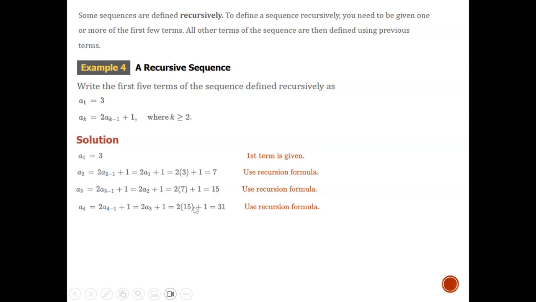For A4, we're going to plug in the 15. Now for the fifth term, I'm going to plug in the 31. So it's going to be 2 times 31 plus 1. You see, there it is, guys. So once you get the sequence, you don't have to do all that work. Just follow the pattern. And again, this section is all about patterns. Chapter 9 is all about patterns.